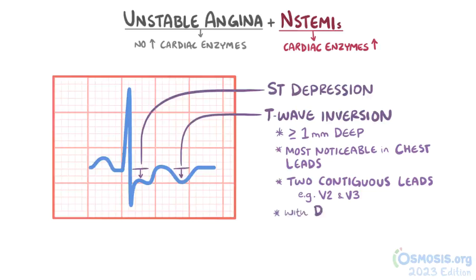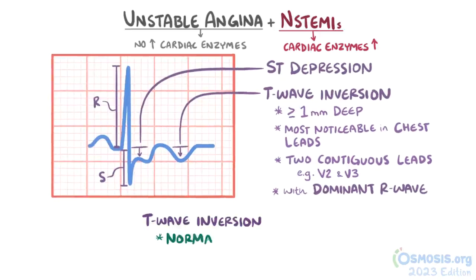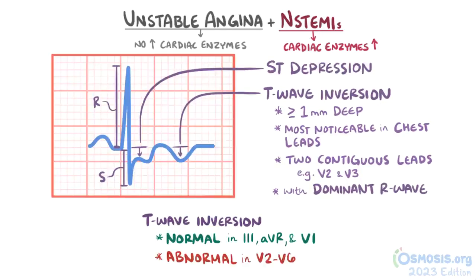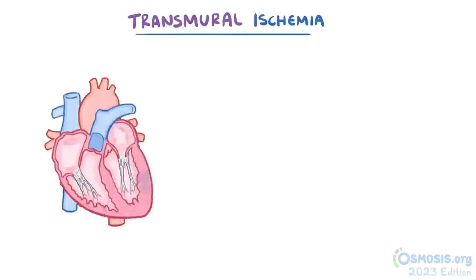There can also be a dominant R wave, meaning that the R wave has a higher amplitude than the S wave. Now, it actually turns out that a little bit of T-wave inversion can be normal, especially in leads 3, AVR, and V1. But any sign of T-wave inversion in leads V2 through V6 is considered abnormal.